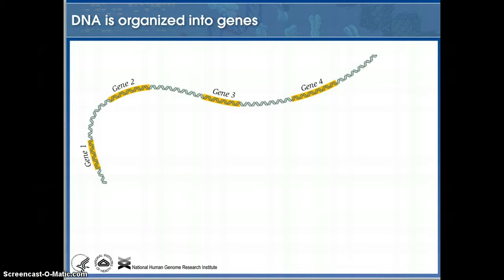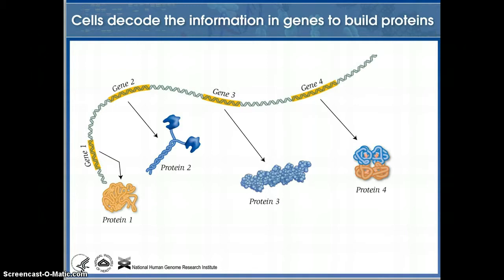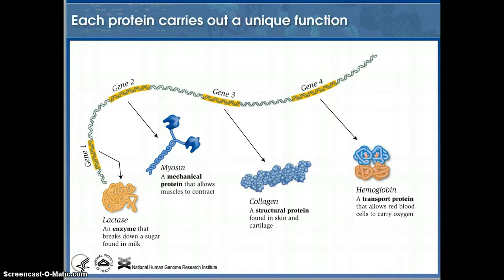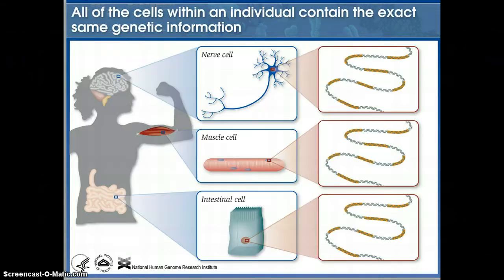Each gene on your DNA is responsible for building proteins, and depending on the order of the A's, C's, T's, and G's, it builds proteins that have different shapes and different functions. Some proteins might be responsible for breaking down sugars found in milk. You have myosin, which you should have learned a little bit about in Bio 20 for muscle contraction, collagen, hemoglobin, etc. Every gene builds a different protein, and proteins function based on their shapes.